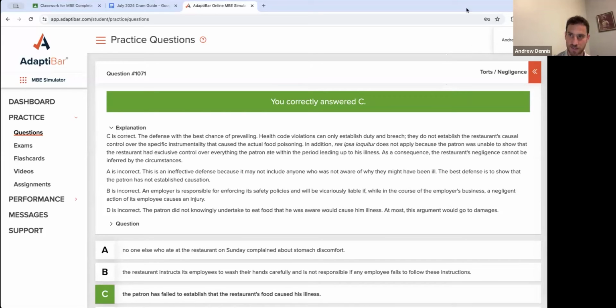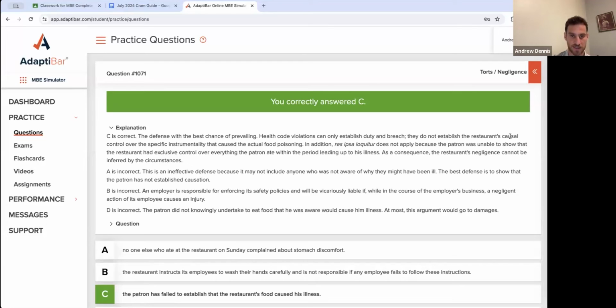Okay, so C is correct. The defense has the best chance of prevailing. Health code violations can only establish duty and breach. They do not establish the restaurant's causal control over the specific instrumentality that caused the actual food poisoning. Everyone on the LSAT confuses that word with casual. In addition, res ipsa loquitur does not apply because the patron was unable to show that the restaurant had exclusive control over everything he ate within the period leading up to his illness. As a consequence, the restaurant's negligence cannot be inferred by the circumstance.